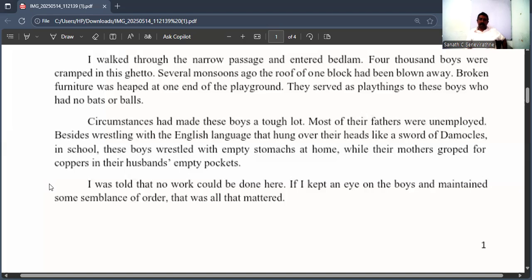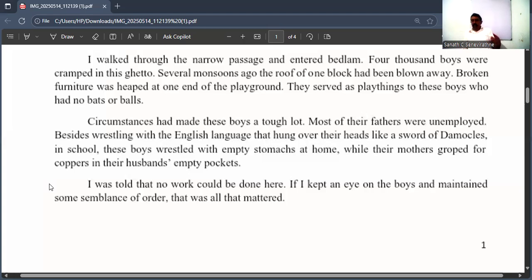Right. Here it is clear that the background of the boys in St. John College was extremely poverty stricken. Okay. I have to take another hour for this, but now it is not time.